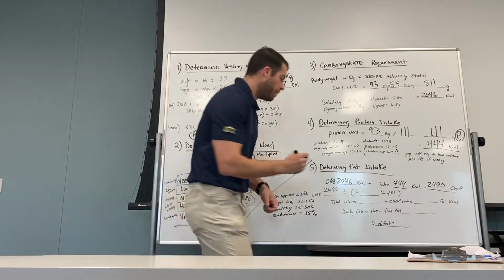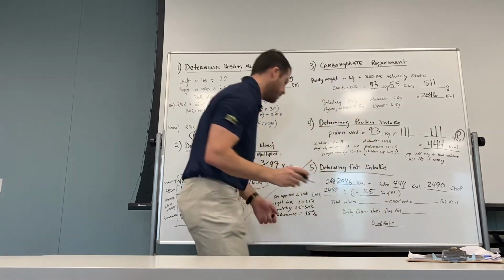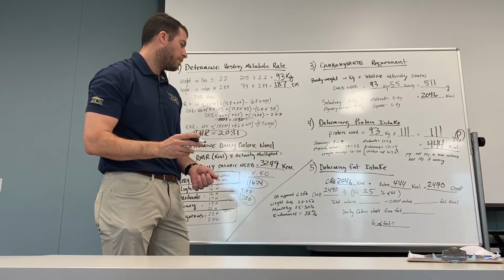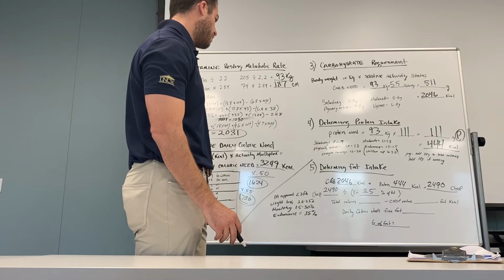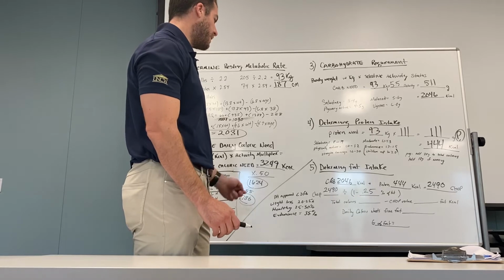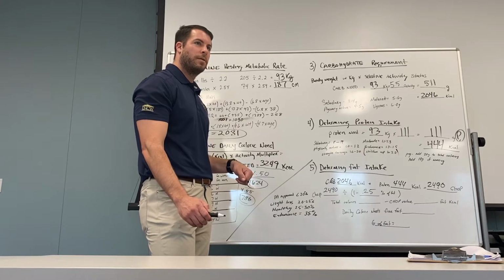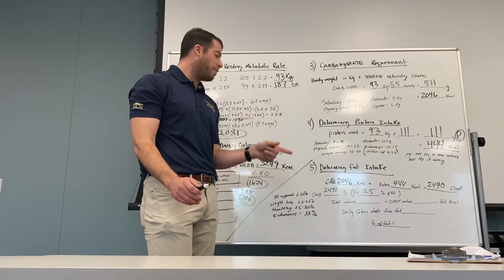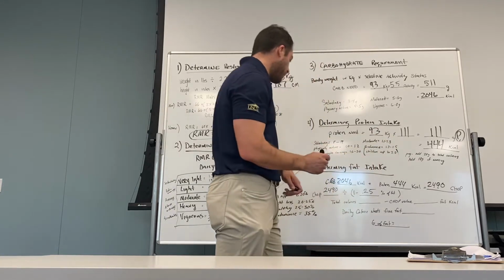So I want 1 minus 0.25. That's 0.75. So would you just do 2490 divided by 0.75? 1 minus 0.25 is 0.75, right? Yeah, you're saying that's what it is. Okay, so you're giving me the answer for that. Okay. Yeah.